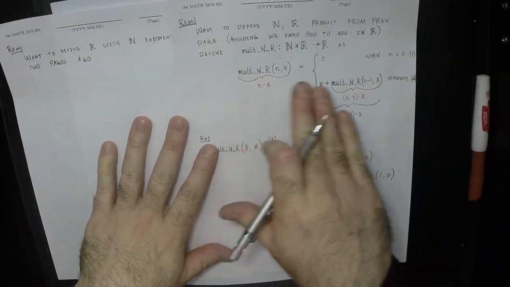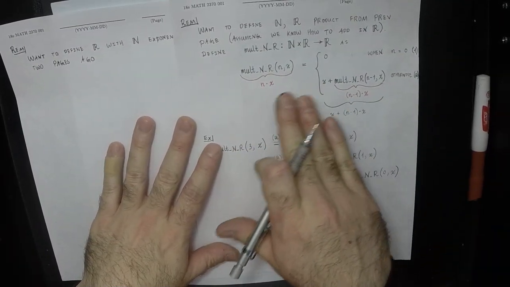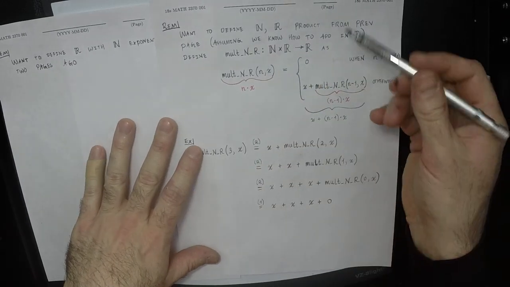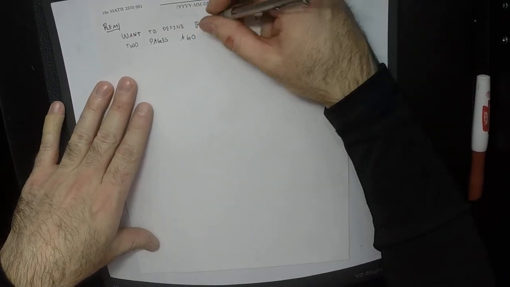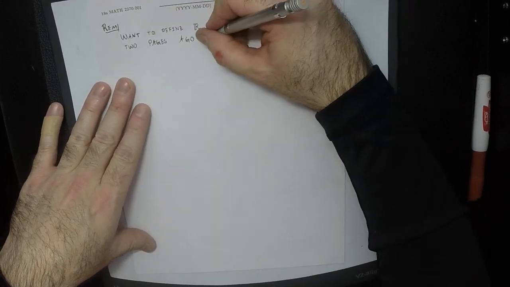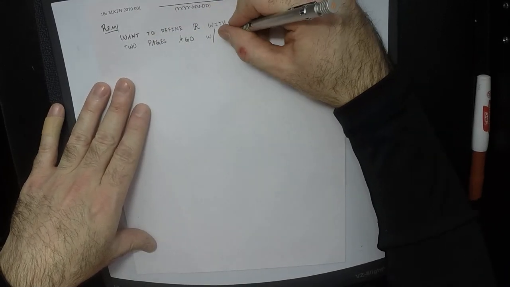I'm going to give you a minute to do it. I want you to do it by analogy to this. So think about how you can get it to work. And furthermore, I want it to have the following properties.